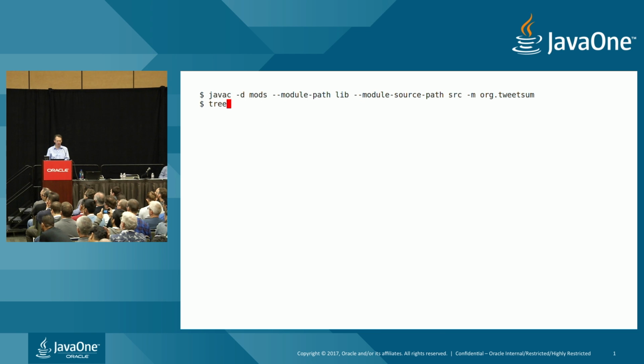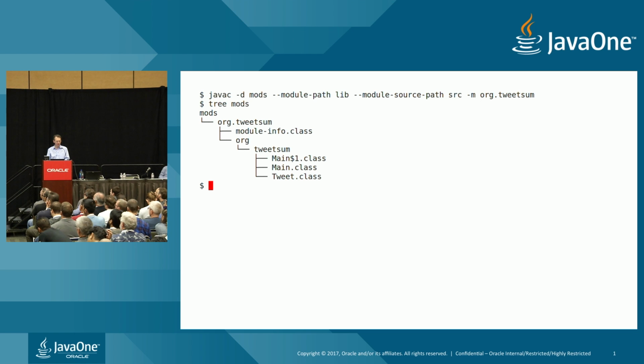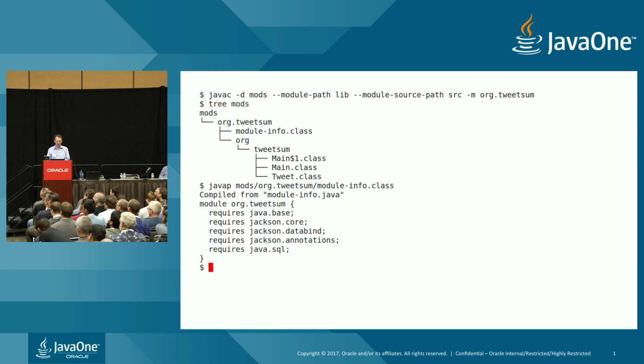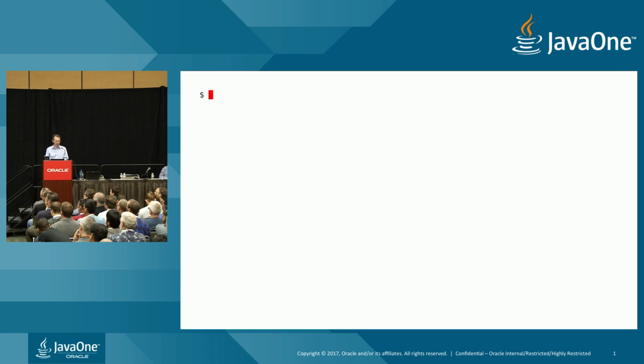There we go. And now in our mods directory, we've got an exploded module. We can javap. There's our compiled module-info. It has exactly what we expect in it. Okay, let's create a jar file for that. Here we're going to take it from there, and we're going to put it in the lib directory.